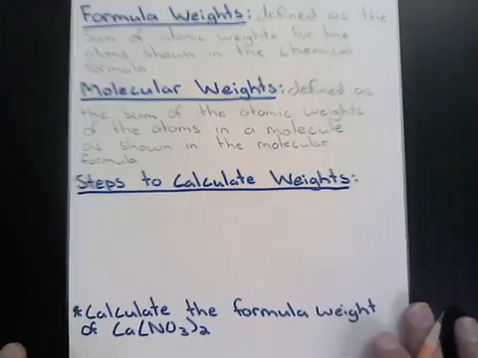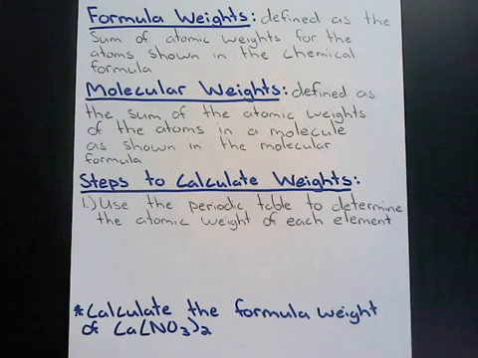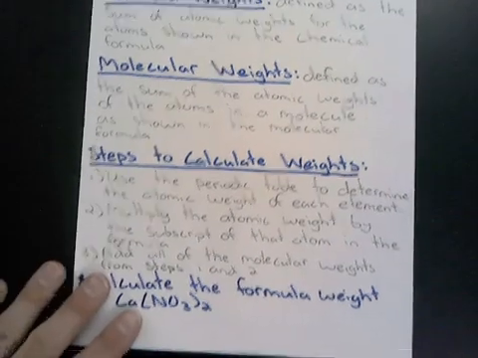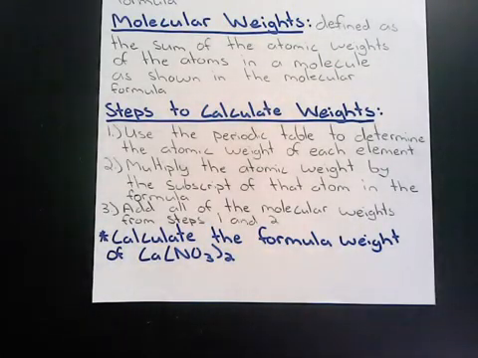So some of our steps here used to calculate these weights is, number one, use the periodic table to determine the atomic weight of each element. Step number two is to multiply the atomic weight by the subscript of that atom in the formula. And then the last step is to just add all the molecular weights from steps 1 and 2.